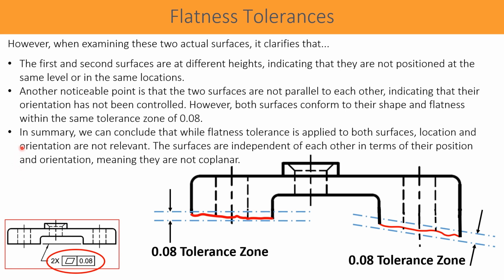Summarizing, we can conclude that while the flatness tolerance is applied to both surfaces, location and orientation are not relevant. The surfaces are independent of each other in terms of their position and orientation, meaning they are not coplanar, they are not in one plane.